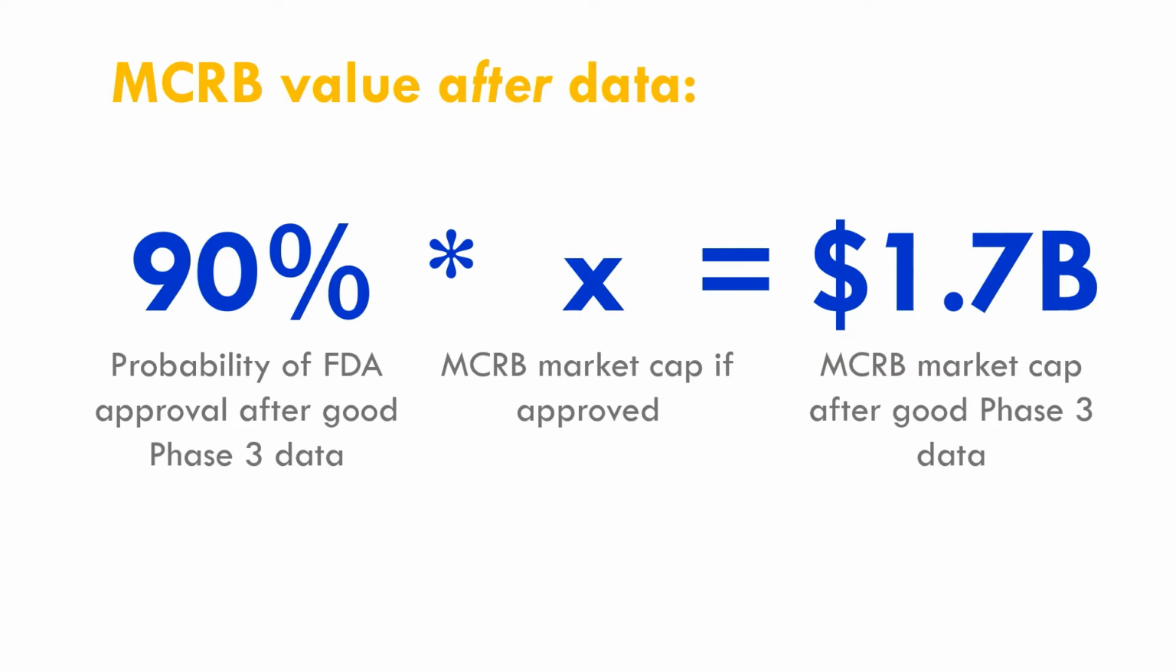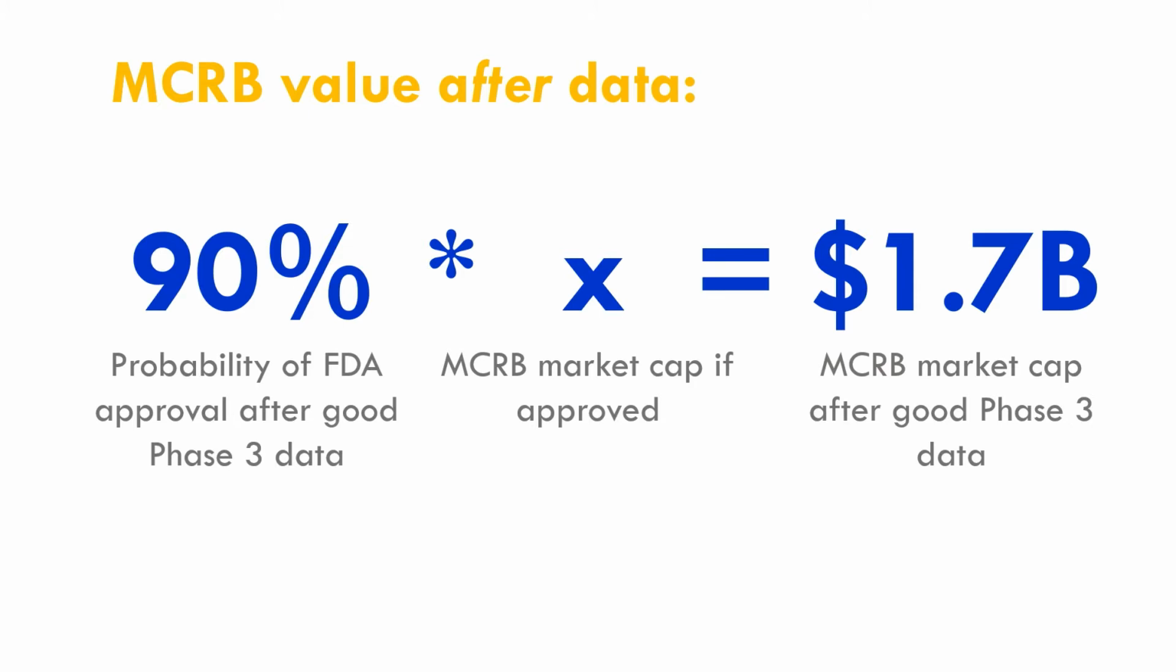So here we'll have just a simple calculation of what the value of Seres Therapeutics is after FDA approval. We'll just take 90% probability of approval after good phase 3 data. That's just from general industry data of the probability of transitioning to FDA approval after phase 3, and then multiply that by X, which represents the market cap if the drug is approved, and then we take the current market cap, so obviously 1.7 billion that we calculated previously.